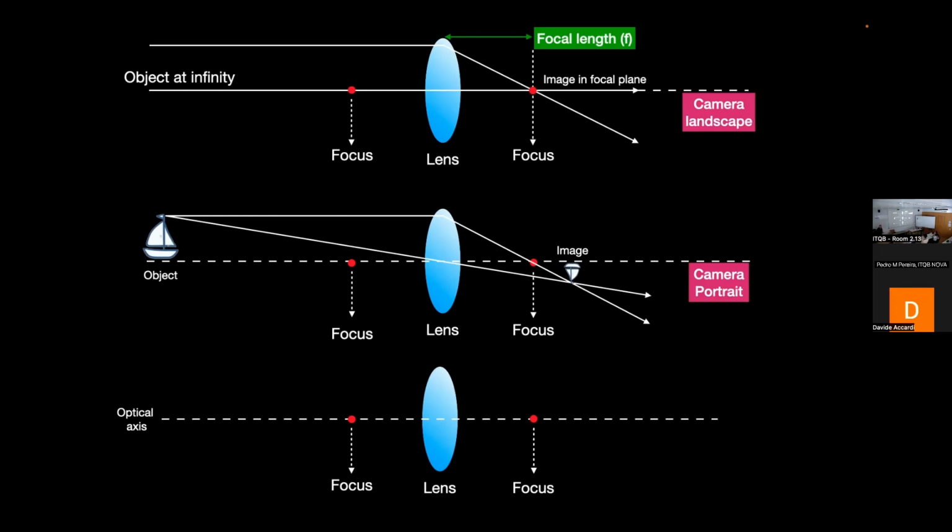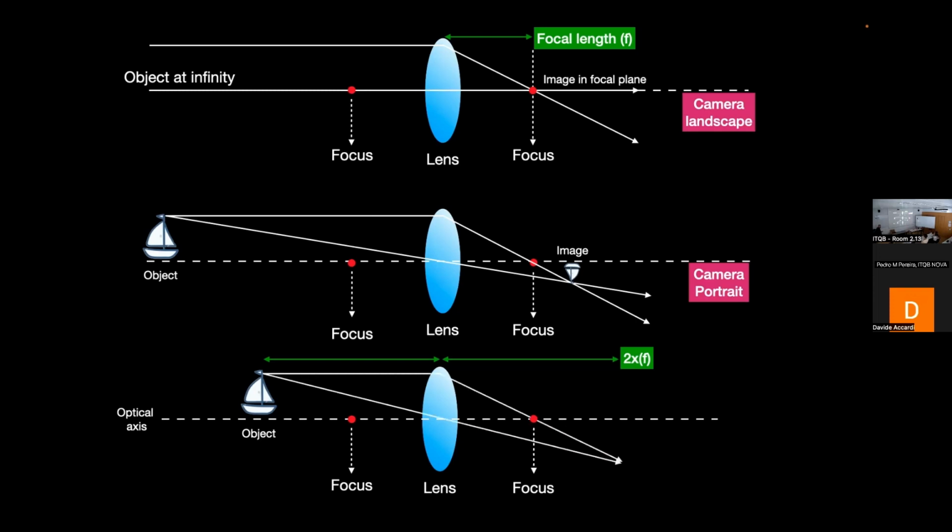And when you have instead your object at the magic distance, this is a very important distance, of 2 times the focal length, so 2f, then the image will be generated exactly 2 times the focal length away from the lens, behind it, and will have the same size as the object itself. Okay, and this one is what happens when you do a macro picture.